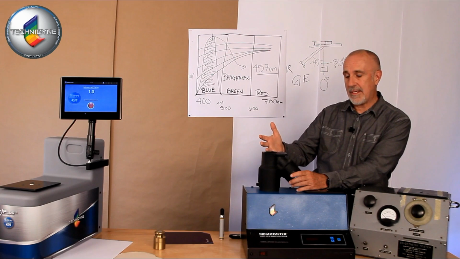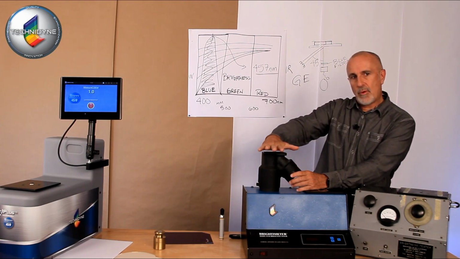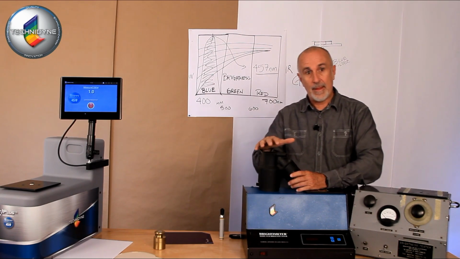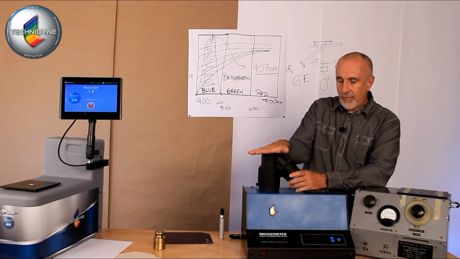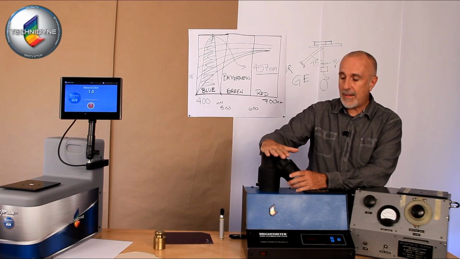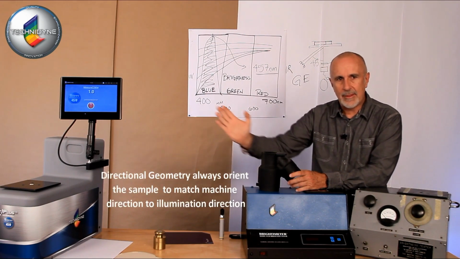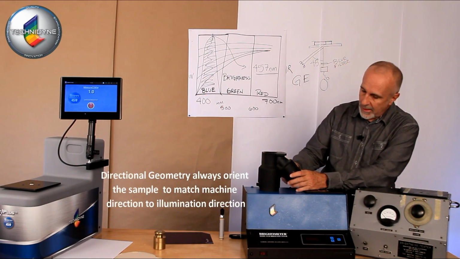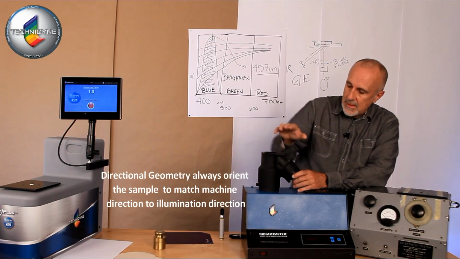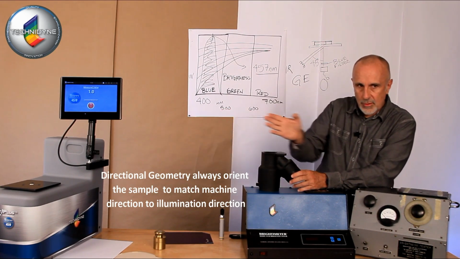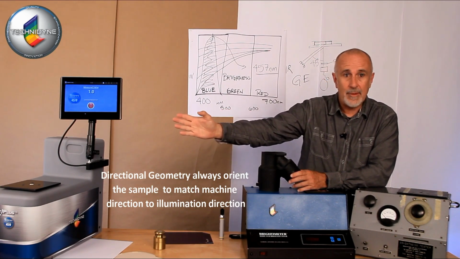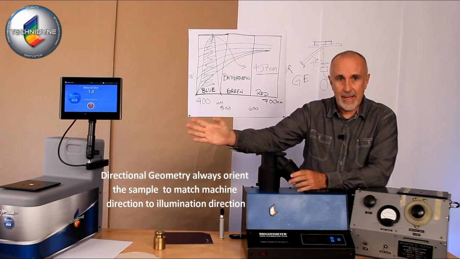What that also means is that the sample orientation on a TAPPI brightness instrument will affect the results that you get from that. So you are always to measure in the same angle that the light is striking the sample. So the light is coming in from this angle. So your fiber orientation or your machine orientation should be in the same orientation as the light is.